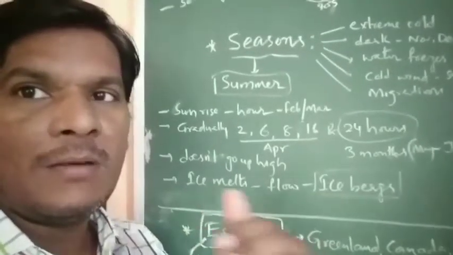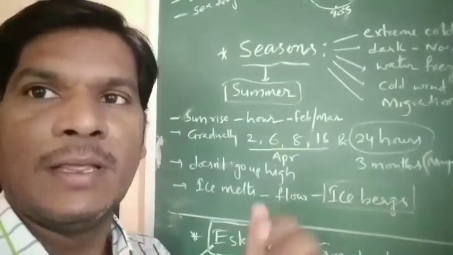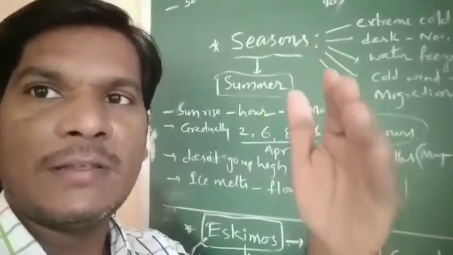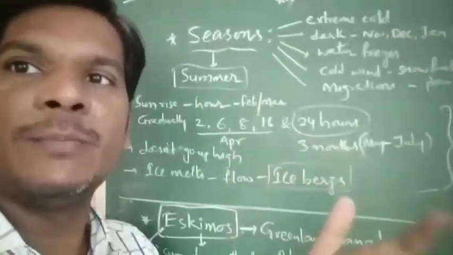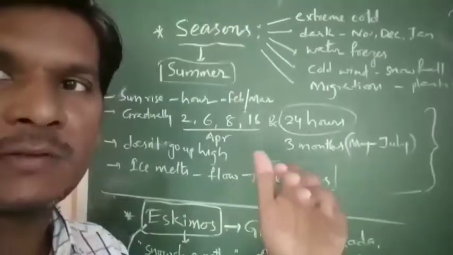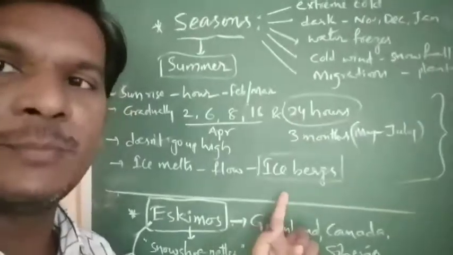In summer, the ice cover is melting and flowing like some rivers. Even in seas and oceans the ice is melting, and the ice is changing into big blocks called icebergs. So icebergs are floating in the ocean area. A big mass of ice floating in oceans and seas is what we call icebergs.